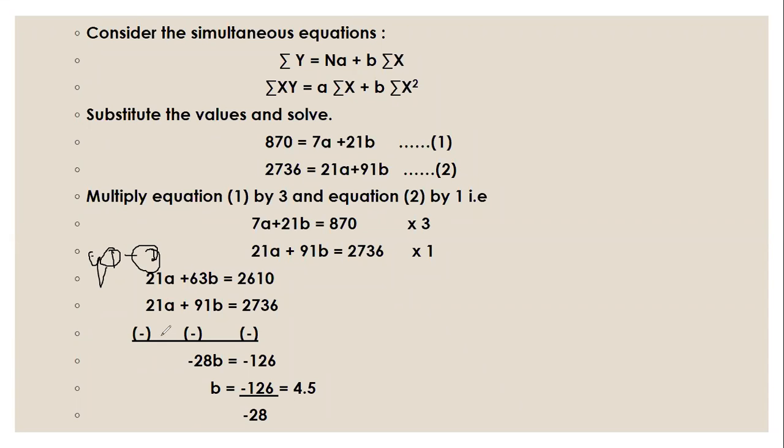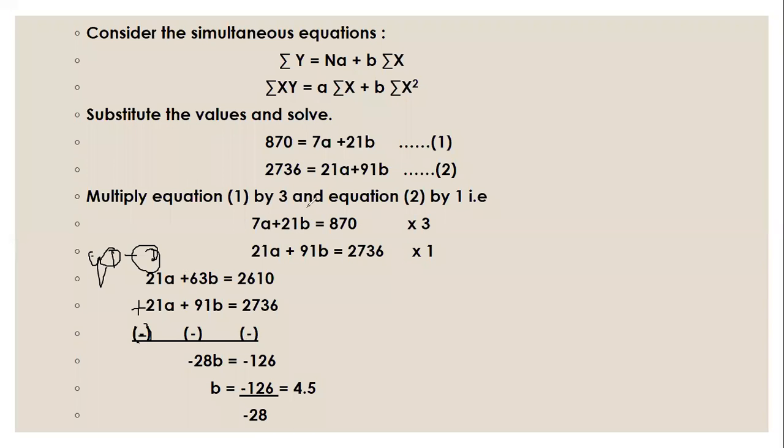When you are doing that subtraction, you will be changing the signs here. If you have plus 21A, when you're subtracting, you'll change that to minus 21A. That's why we have changed the signs. That's a rule according to the simultaneous equation. And then in the second, again you have plus 91B, but it's going to change to minus 91B. And here you have plus 2736, so that will be changing to minus 2736.